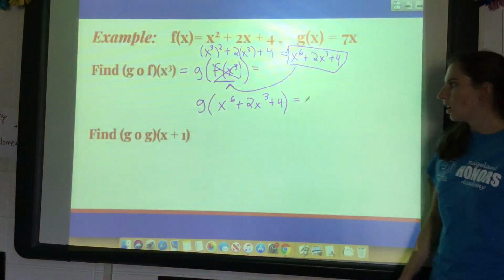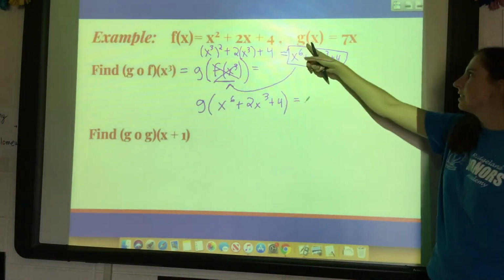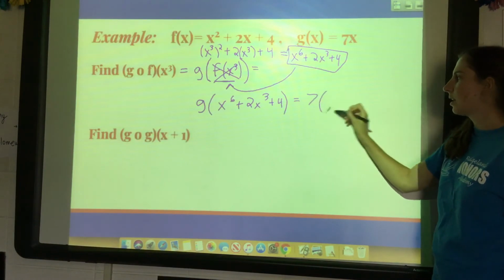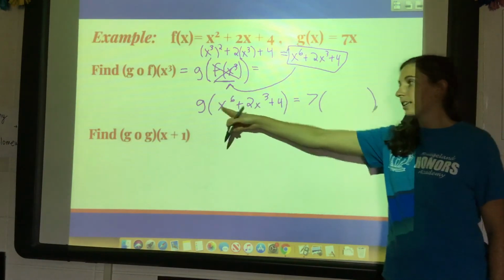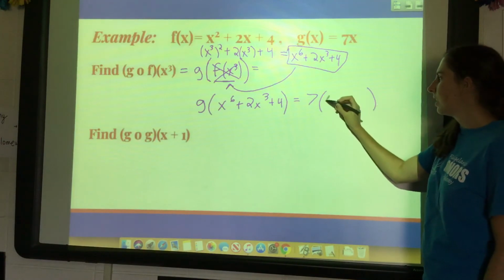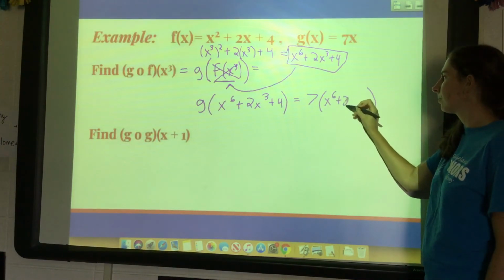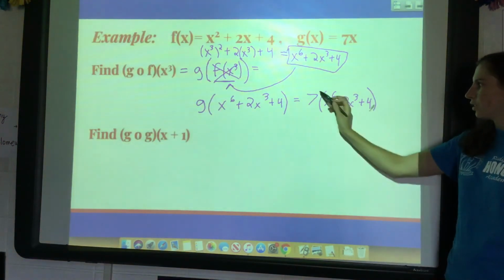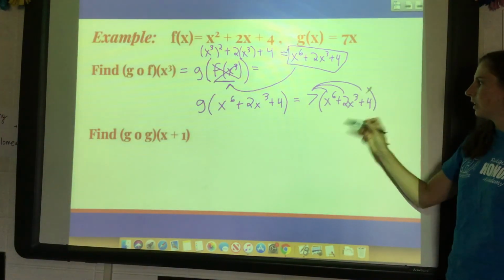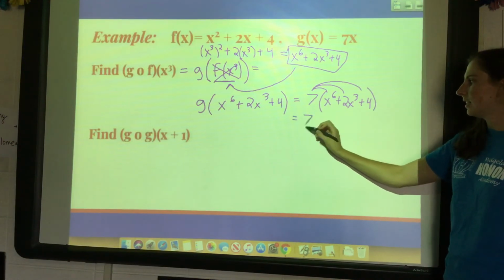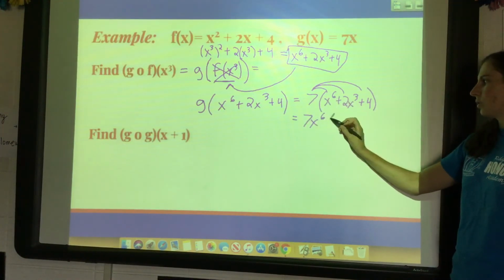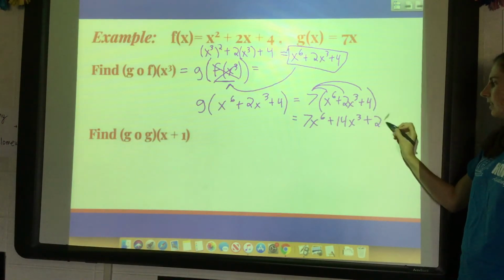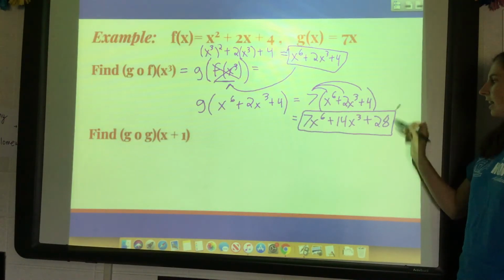We can do this. So go find the g function. Here it is. It's just 7 times the input. Not too crazy. 7 times the input. And this is my input. I know it's very long, but that's okay. All right, now just distribute the 7 and we're good to go. 7x to the 6th. 7 times 2 is 14. 7 times 4 is 28. And there we go.